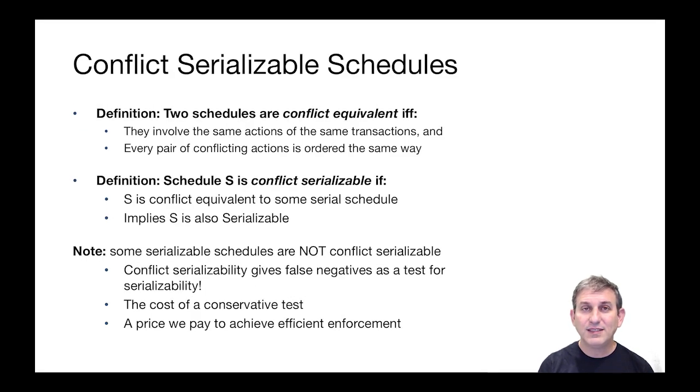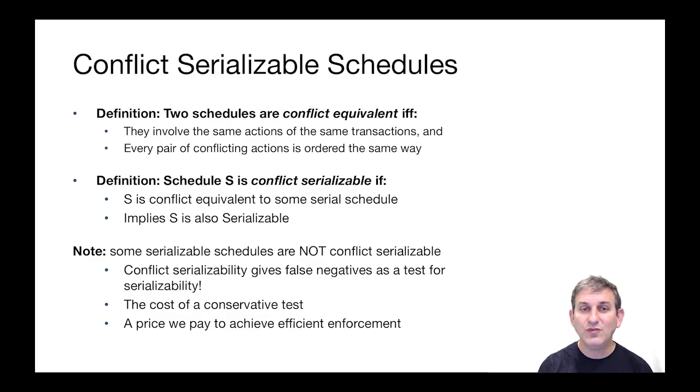Using this intuition, let's do some redefinitions of the things we've seen before with slightly different names. So we'll say that two schedules are conflict equivalent, not equivalent, but conflict equivalent, if they involve the same actions of the same transactions in the same order, and every pair of conflicting actions is ordered the same way in the two different schedules. And we'll say then that a schedule S is conflict serializable if it is conflict equivalent to some serial schedule.